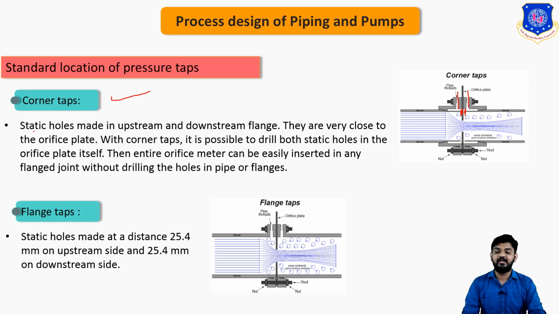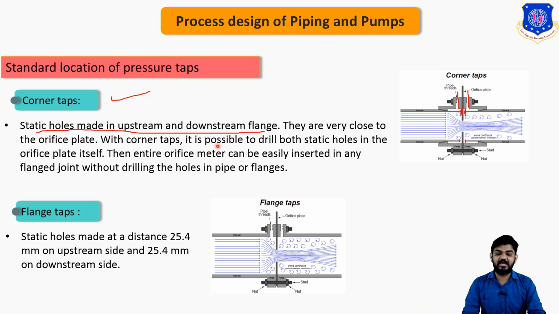You can see here a static hole which is made in the upstream and downstream flange. So this is the flange, and we are making one hole at the upstream and downstream location of this particular flange, and those are known as the corner taps, right? So they are very close to the orifice plate. You can see here this is our orifice plate and these are the openings, right, for the tapping purpose. So they are very close to the orifice plate.